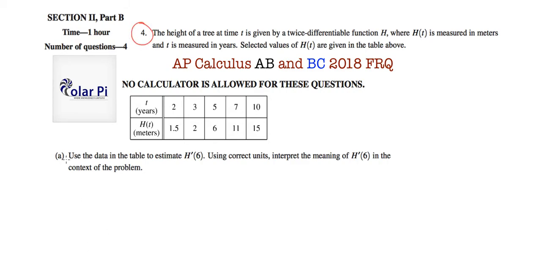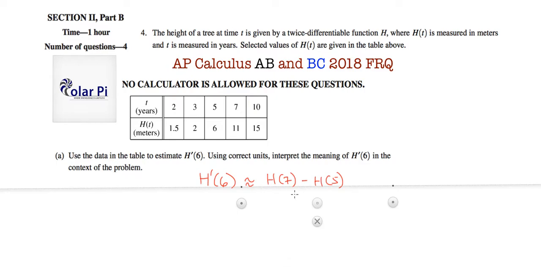Problem 4 here in a very predictable part A. They ask a question like this every year, so it's pretty obvious what we're going to do. We're going to say that h prime of 6 is approximated by h of 7 minus h of 5 divided by 7 minus 5. So this is going to say 11 minus 6 divided by 2, which is 5 divided by 2, or 2.5, and the units are meters per year.